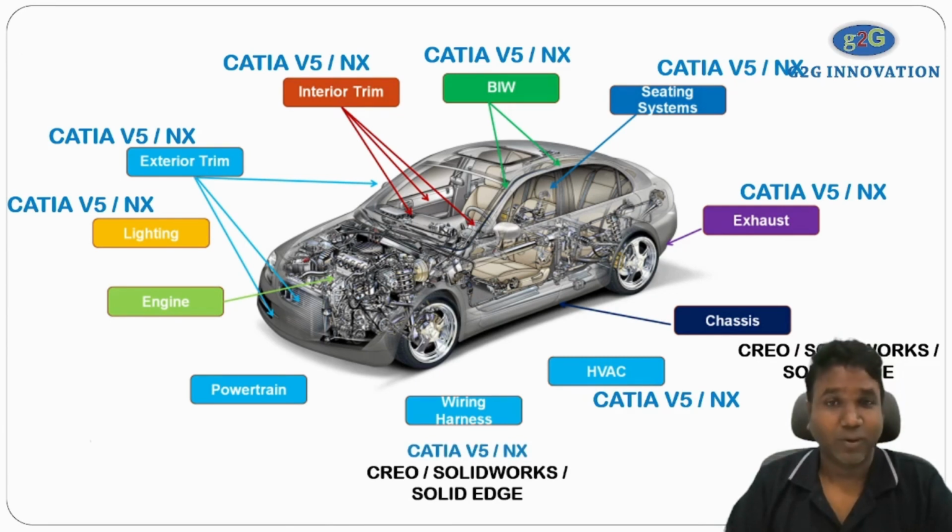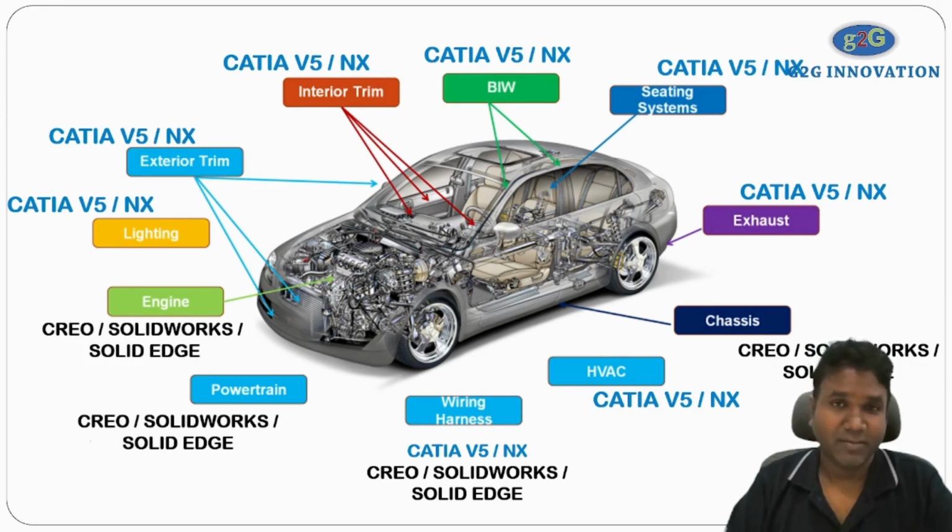Wiring harness, almost all the softwares have this feature, a workbench to design wiring harness, like CATIA, NX, Creo, SolidWorks, Solid Edge. Powertrain and engine require a solid modeling tool. So Creo, SolidWorks, and Solid Edge are the CAD softwares used for designing the engine and powertrain. So these are the different domains or segments of a vehicle, and these are the different softwares used to design the specific domains.